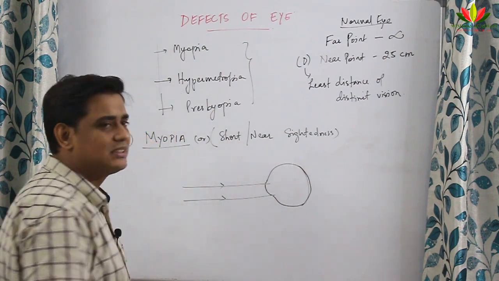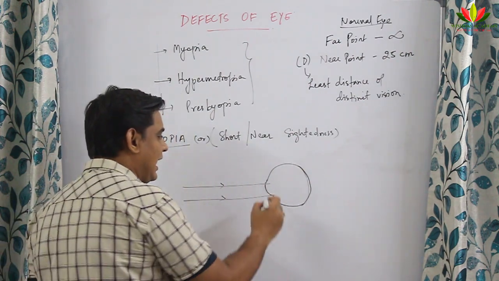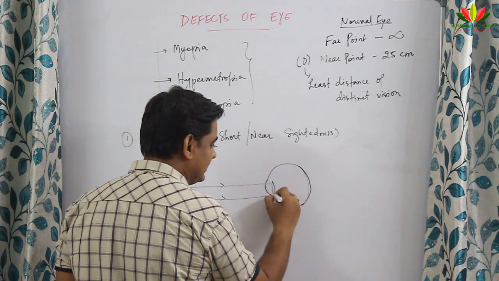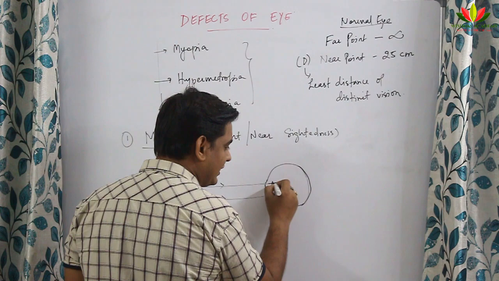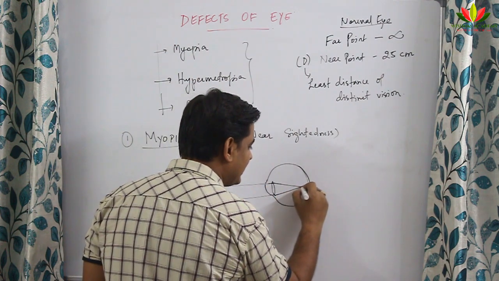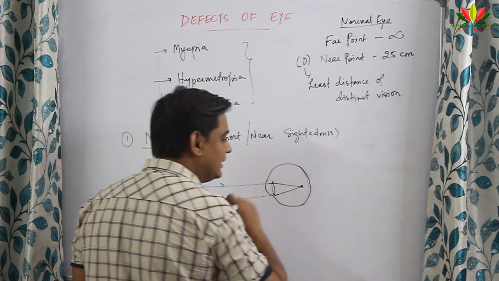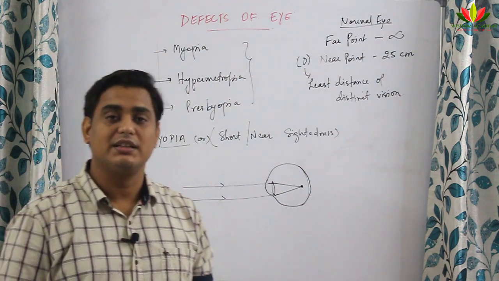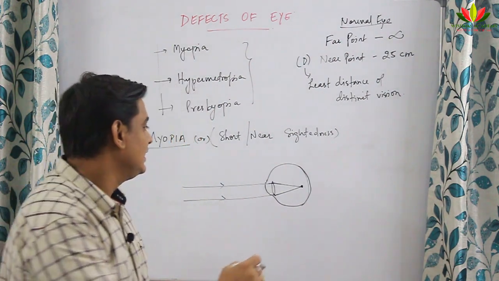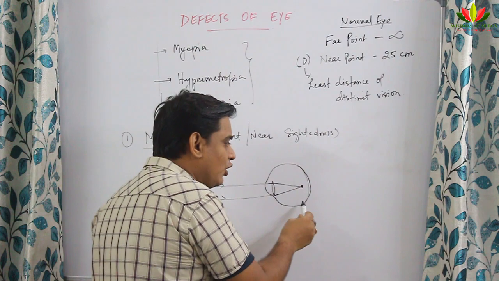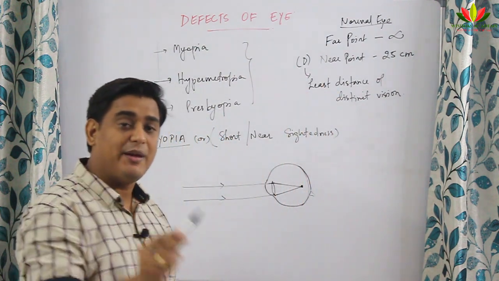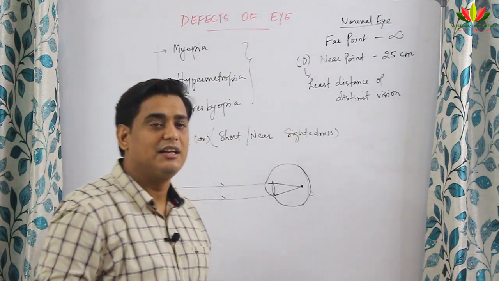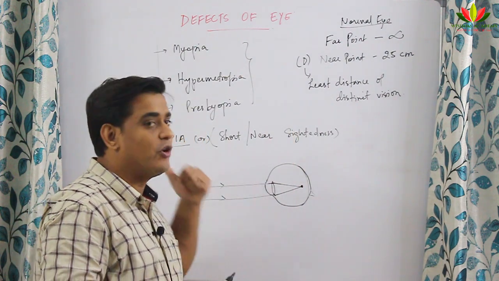Now suppose these rays, here our eye lens is there inside, the crystalline lens, are getting refracted and they are meeting at this point itself. Then you will not be able to see the image properly, because the image has to form on the retina for making the optic nerve send the signal to our brain. But the image forms before the retina itself. This kind of disorder leads to myopia.